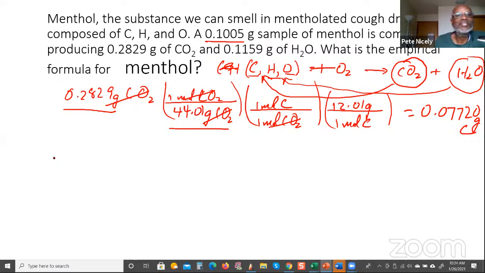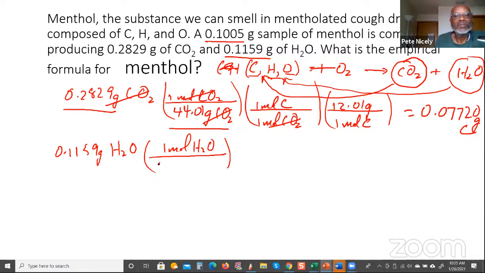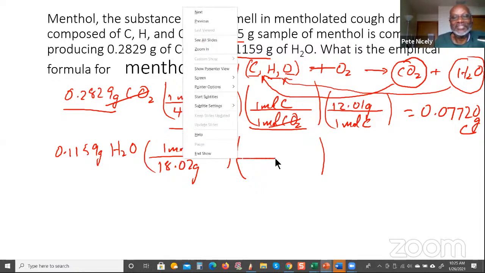Then we do a similar calculation for the water. We start off with the given mass of water, which is 0.1159 grams of H2O. We multiply by 1 mole of H2O divided by the molar mass of water, which is 18.02 grams. Let me say something about the next step. It is similar to what we did in the case of the carbon dioxide, but students always mess up on this step right here. Oh, shoot, what's going on here?